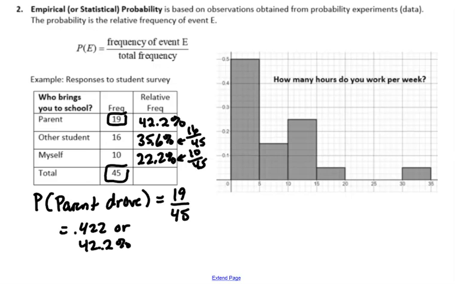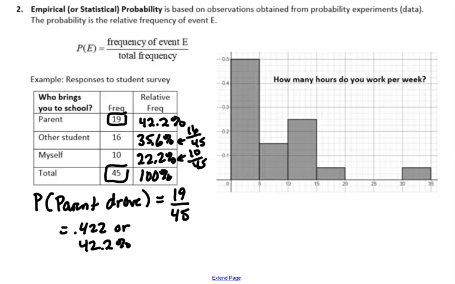So when I say probability, I'm saying if I took these 45 responses and put the names of those students in a bag or something and randomly selected one, the chance or the probability that I selected someone who chose my parent drives me would be 42.2%. Altogether, of course, this would add up to 100%.